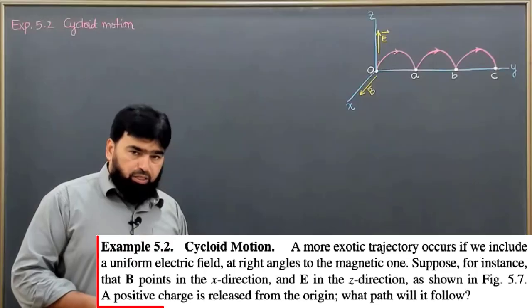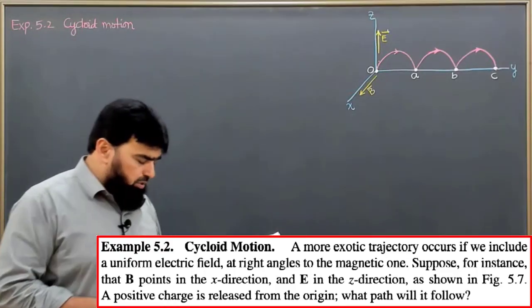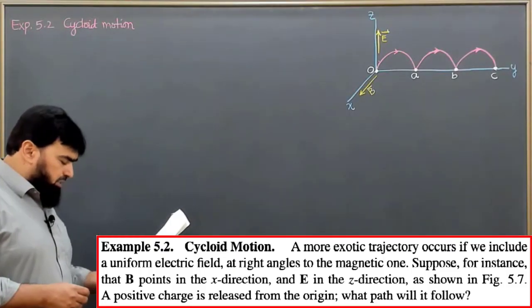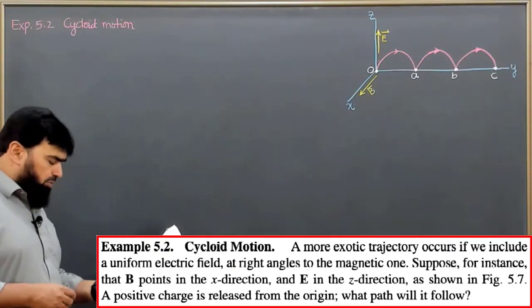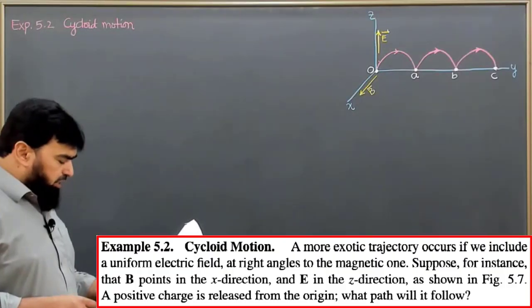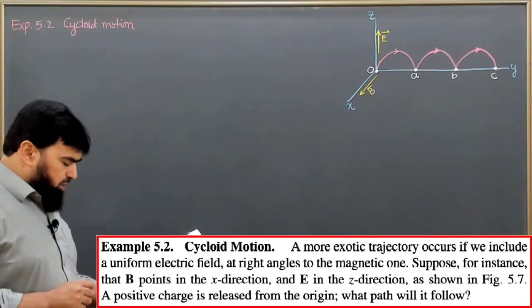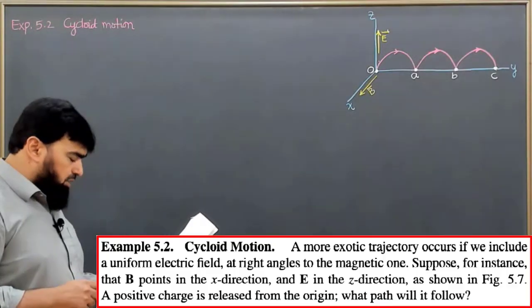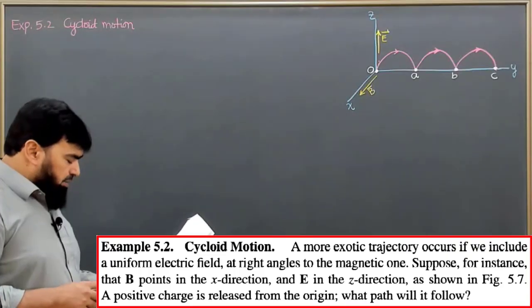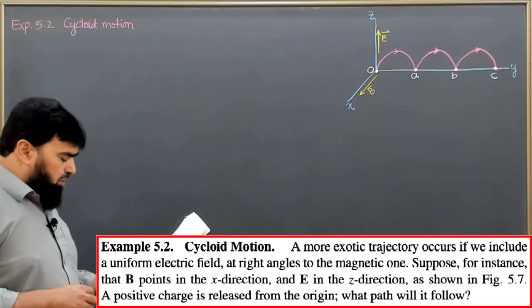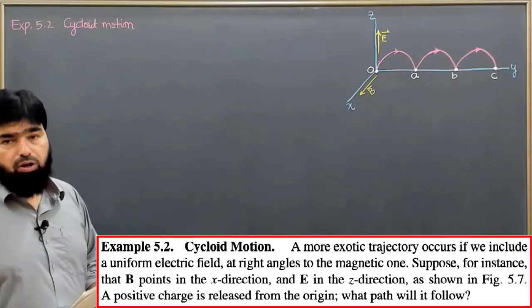Now let me read the statement of the example. It says that a more exotic trajectory occurs if we include a uniform electric field E at right angle to the magnetic one. Suppose, for instance, that B points in the x direction and E points in the z direction, as shown in the figure. A particle at rest is released from the origin. What path will it follow?